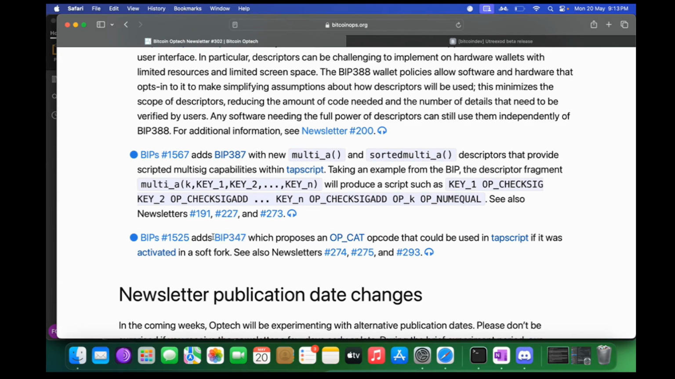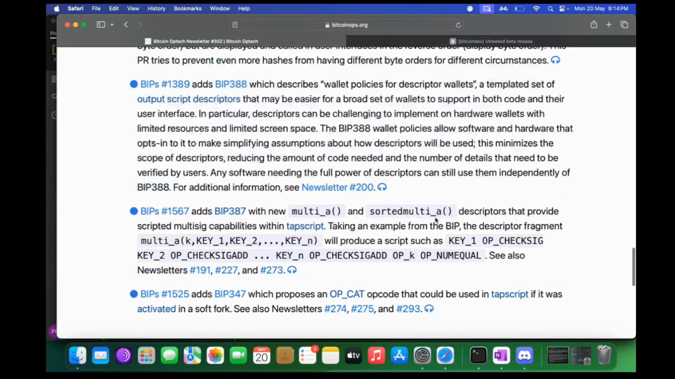OP_CAT has also been deployed on Signet. We talked about it, I think, last week. It's being tested on Bitcoin Inquisition, and it also has a BIP number, 347, and it's compatible with Tapscript. Yeah, that's all I had to share for this week's newsletter.